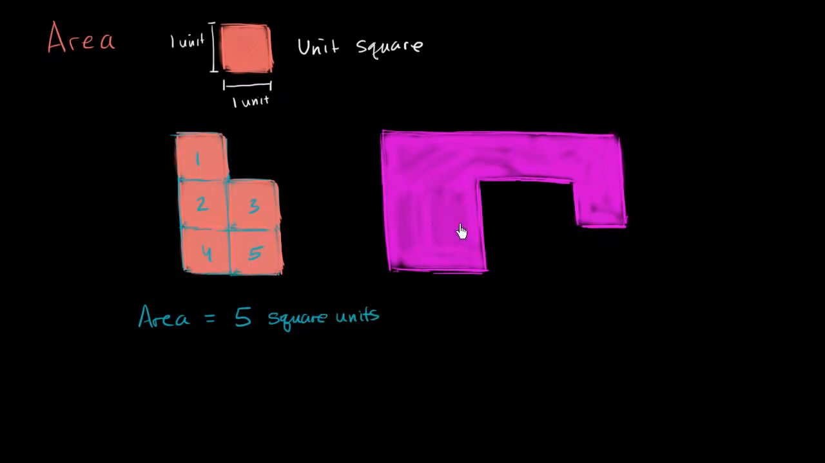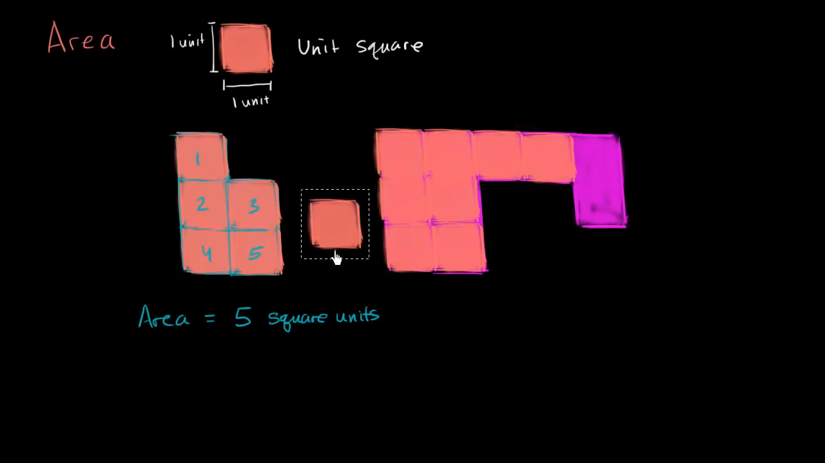Now let's do the same thing with this purple figure. So with the purple figure, I could put 1, 2, 3, 4, 5, 6, 7, 8, 9, 10 of these unit squares. I can cover it. They're not overlapping, or I'm trying pretty close to not make them overlap. You see, you can fit 10 of them.